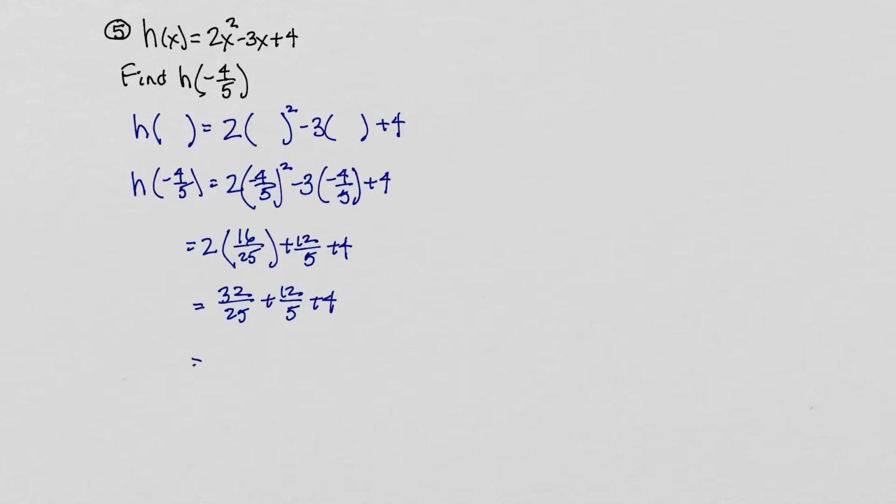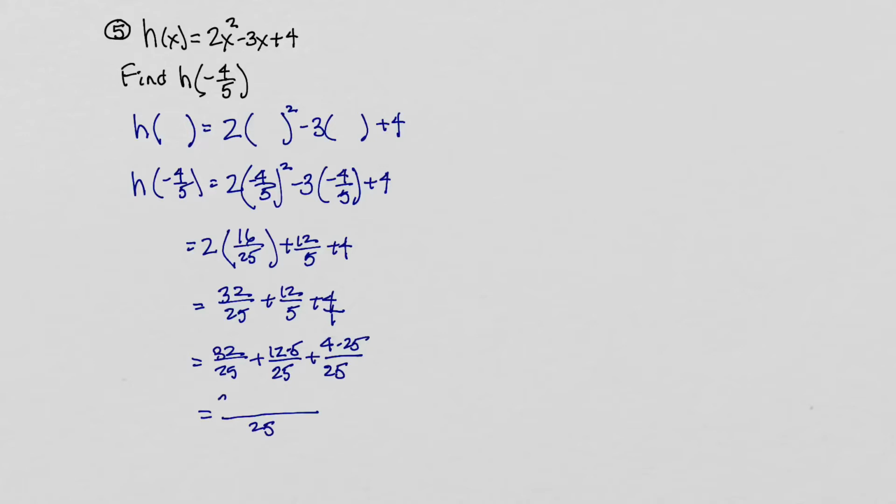So we are going to get 32 over 25 plus, now this is going to be 12. I want this to be a 25. So if I multiply the bottom by 5, I have to multiply the top by 5. So 12 times 5 plus, now this denominator up here is really a 1. So to get it to be a 25, I'll multiply by 25. But that means I have to multiply the top by 25. All right, now 3 fractions, same denominator, 25.